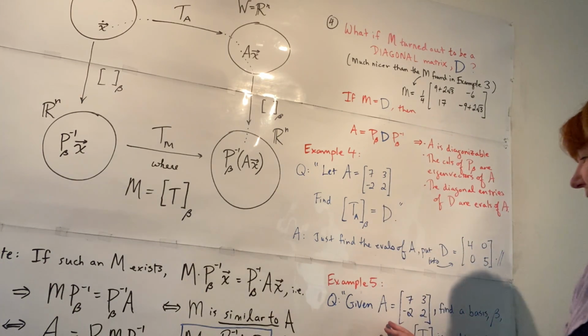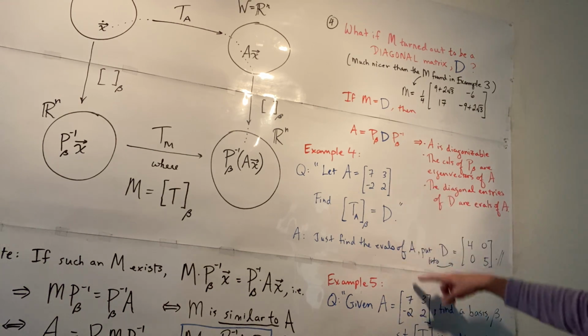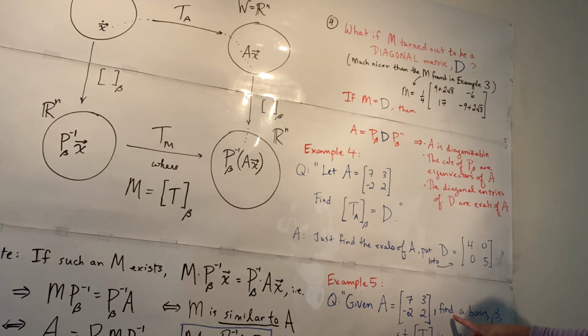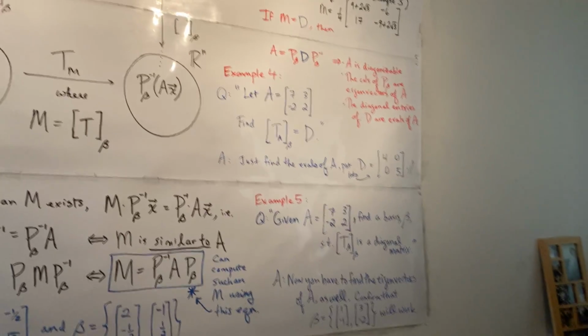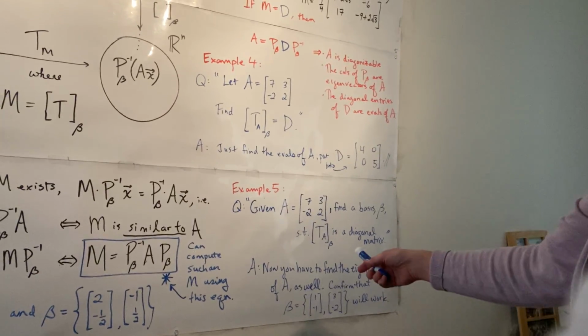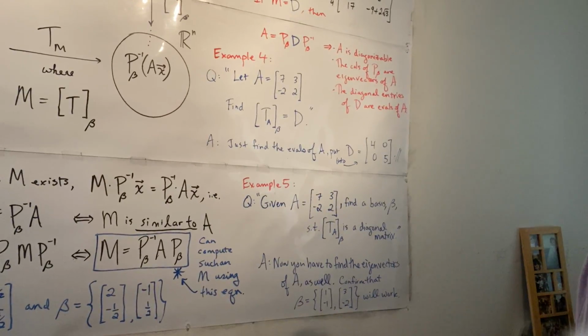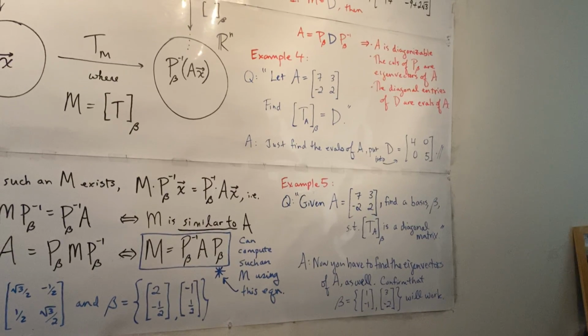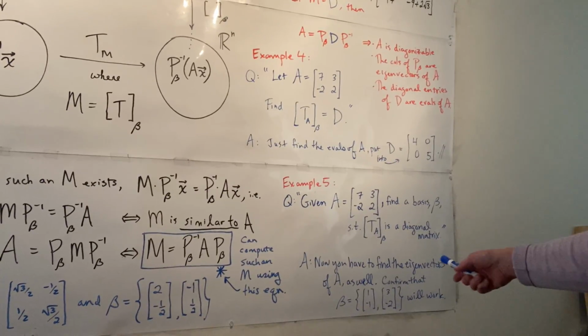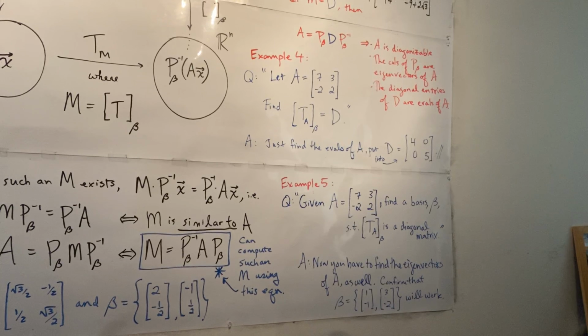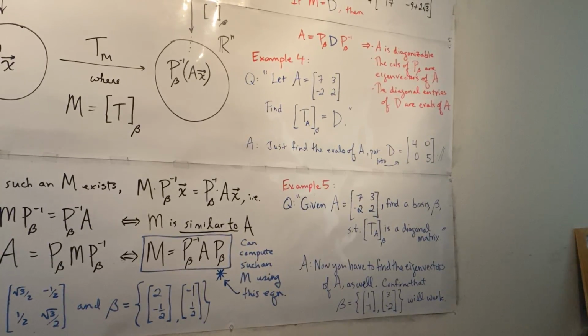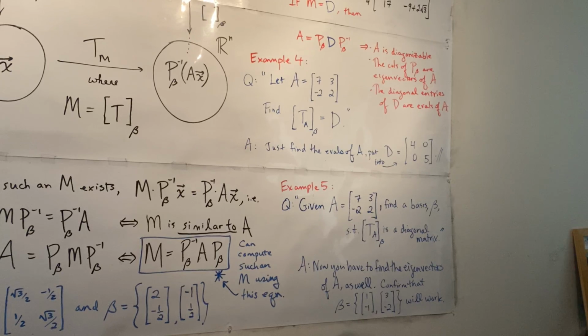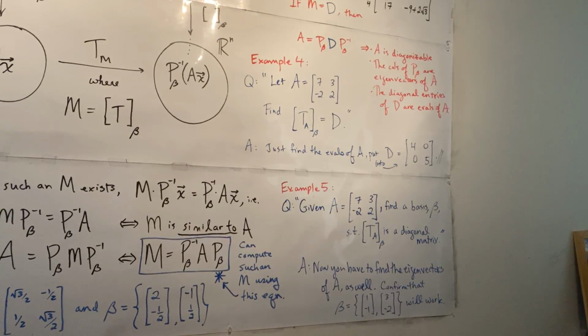More complicated question would be if they said, given A, same matrix as here as in example 4, find a basis beta such that T sub A with respect to beta is a diagonal matrix. Yes, that's much more, because now you have to go and find all those eigenvectors as well as the eigenvalues. So I've left that as an exercise for you. There is an answer. Remember, many possible answers when somebody's asking for a set of linearly independent eigenvectors, but that's one of them.